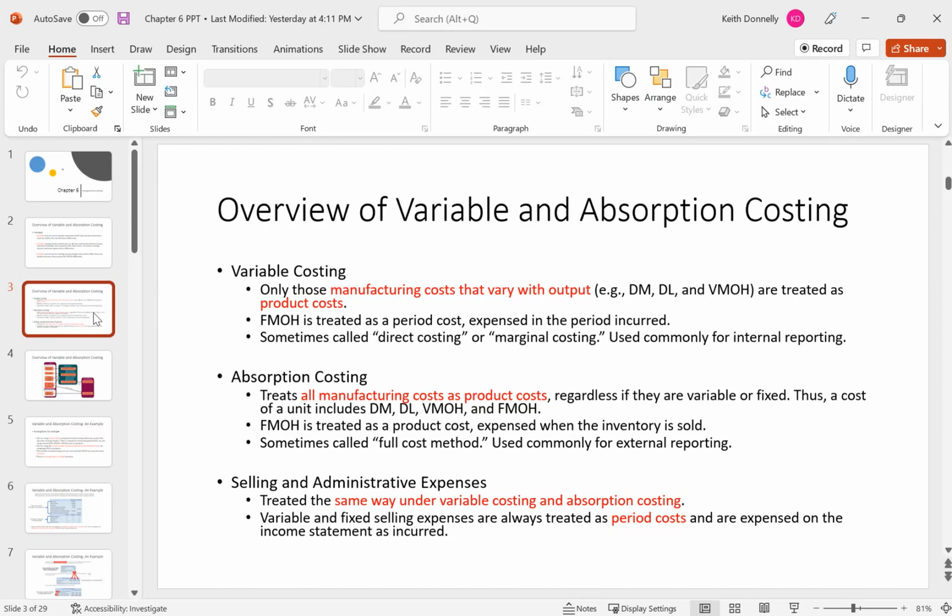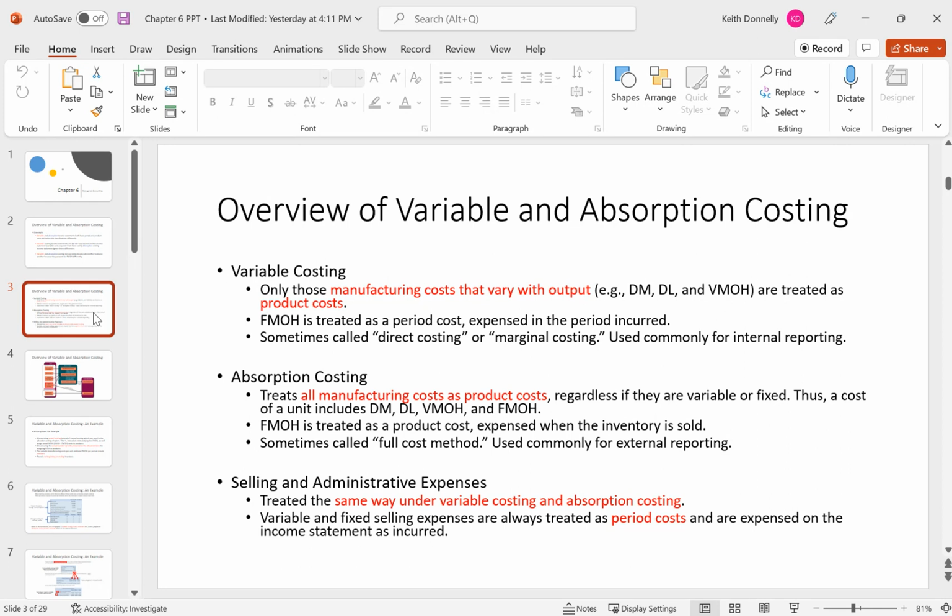Now, the idea with this, whether you use variable costing or absorption costing, is that one item is going to be treated the same in both. That is to say, selling, general and administrative expenses. Those are going to be period costs under both systems, regardless of whether it's a fixed or variable cost. So in other words, under both systems, fixed and variable, selling, general and administrative is a period cost. Expense it in the period incurred.